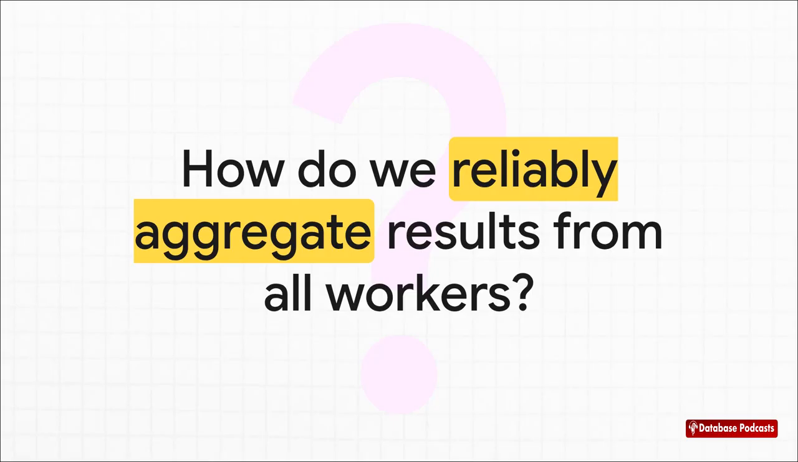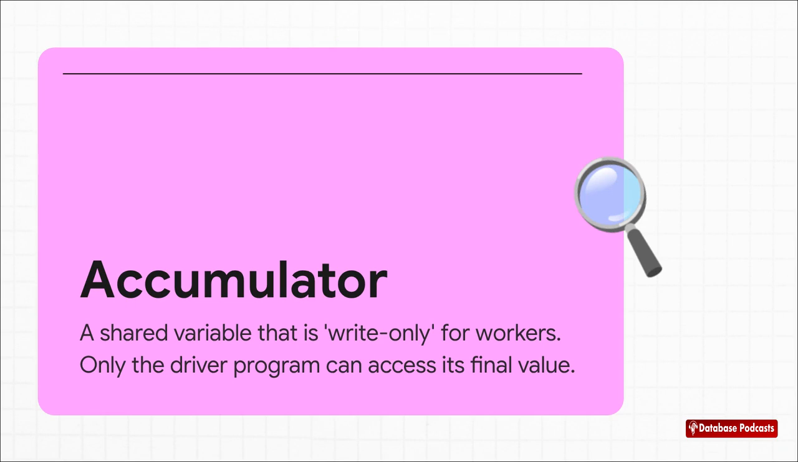So that's the problem. How in the world do we actually reliably collect and add up results from all of those different workers? Well, thankfully, Spark has a special tool designed for exactly this kind of gathering job. That tool is called an accumulator. Now, it's a shared variable, but it comes with some very strict rules. Worker tasks can only add to it, that's it. They can't even read its current value, which is part of what makes it so fast and safe.